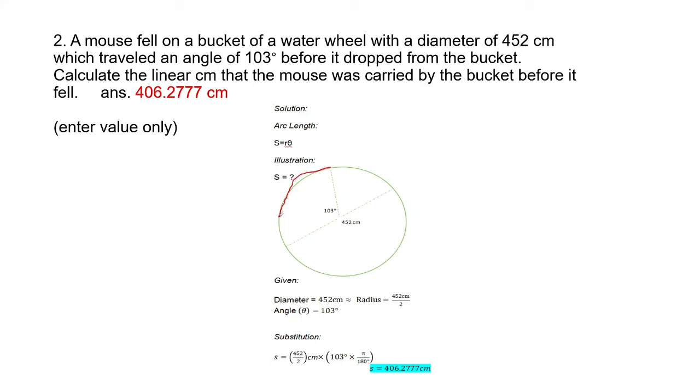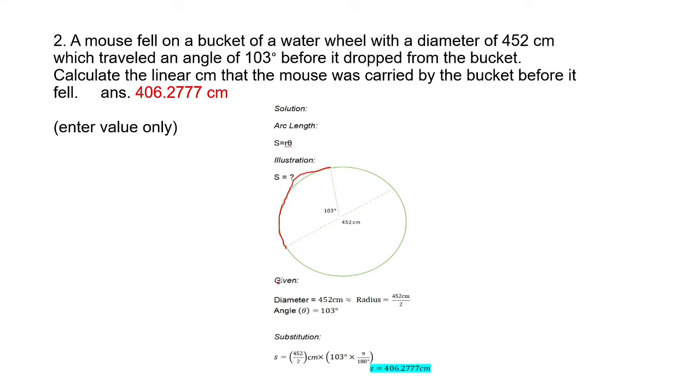This is the arc length, or can be represented by the letter S. So the arc length is S equals r theta. So we need to get the S, or the linear centimeters that the mouse was carried by the bucket before it fell.